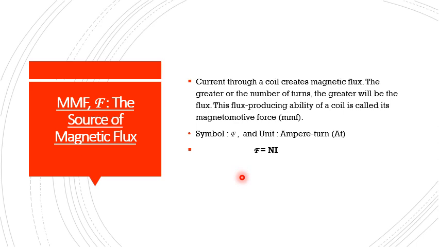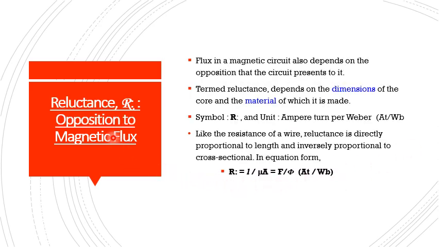The first one is MMF, or magnetomotive force, with the symbol F, and the unit is ampere turns. The formula is F equal to Ni. The second one is the reluctance. Reluctance is similar to resistance in the electric circuit, but for the magnetic circuit we use reluctance. It is the opposition to magnetic flux.